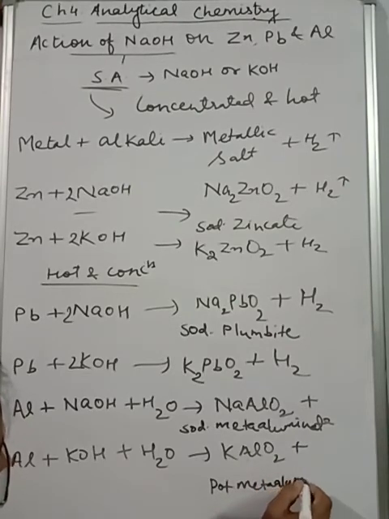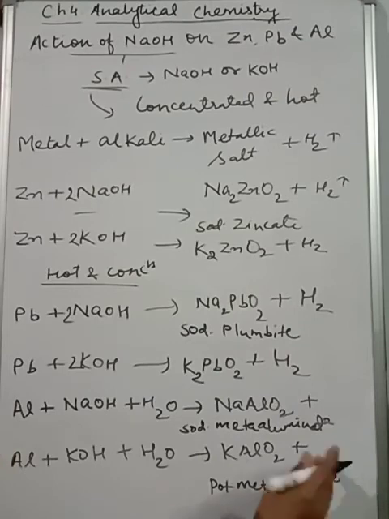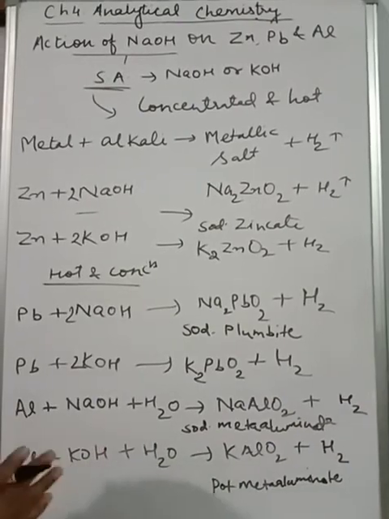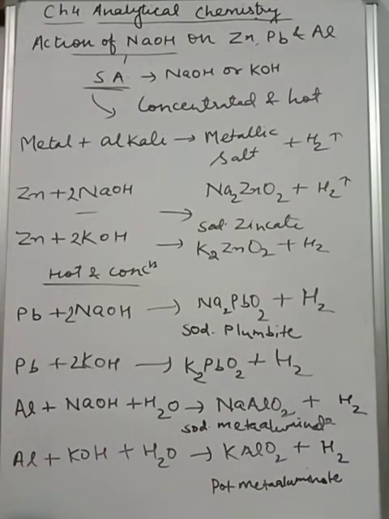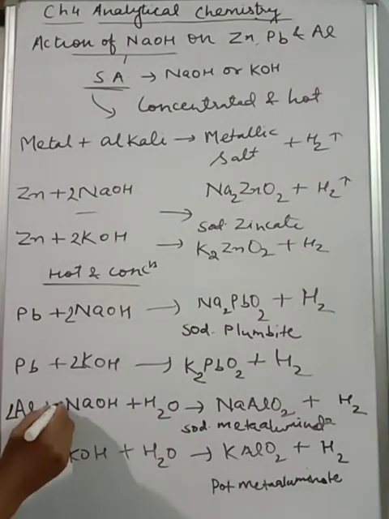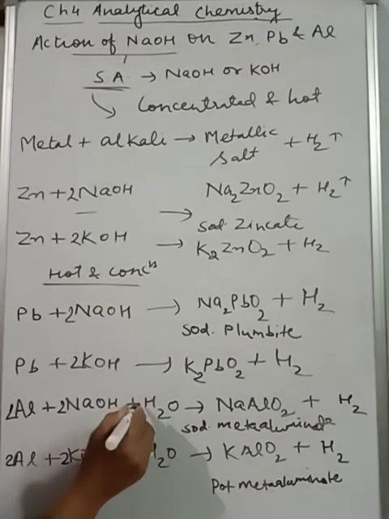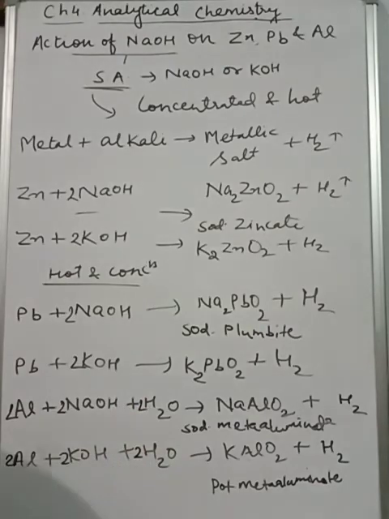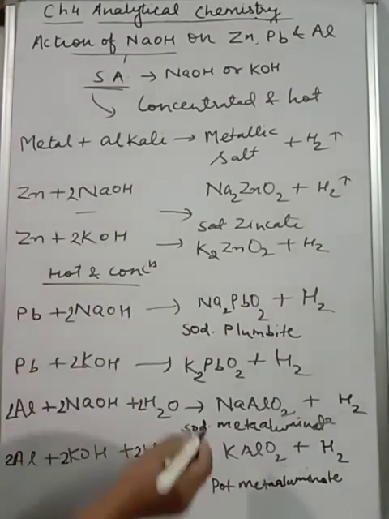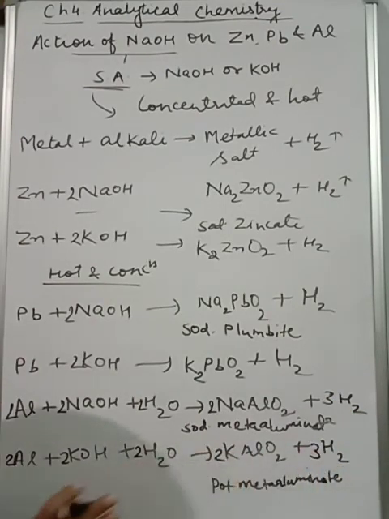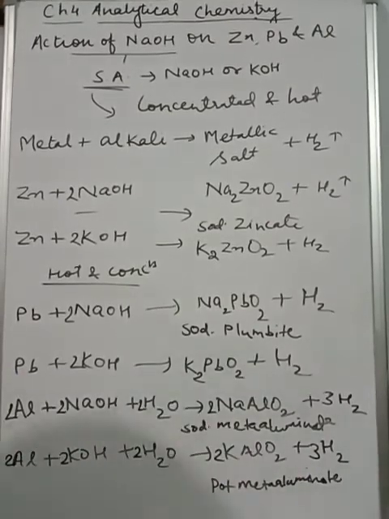Clear children? Okay. And what about hydrogen? Hydrogen remains the same, but you have to check the number, I mean to say the balancing part. And in the balancing part you must take care: 2, and the water molecule will also be 2. Now on the product side, you will get 2 and 3. I think the reaction is balanced. You please check it. So that is the action of NaOH on certain metals.